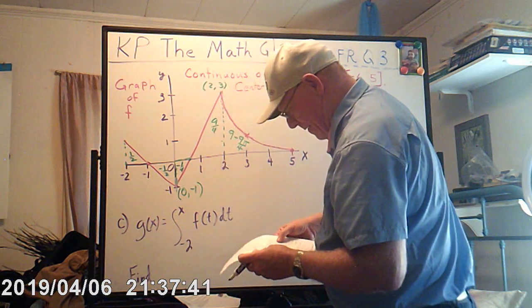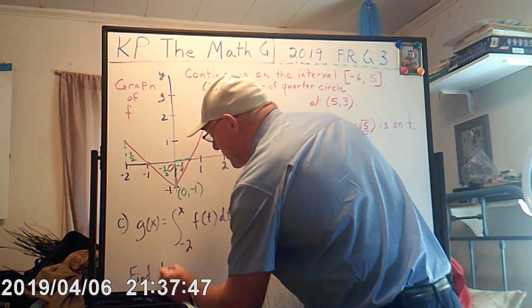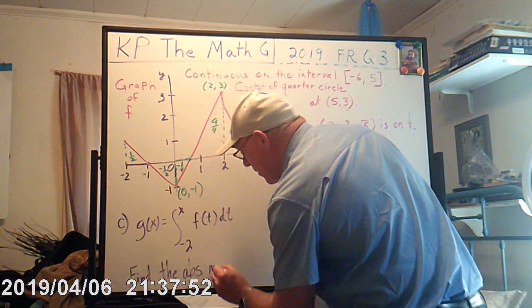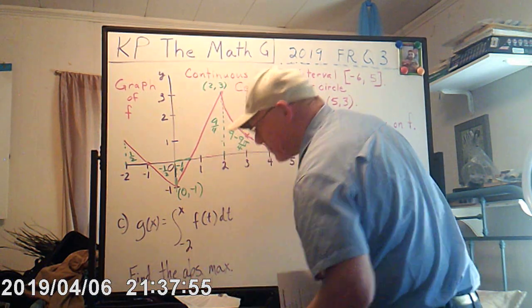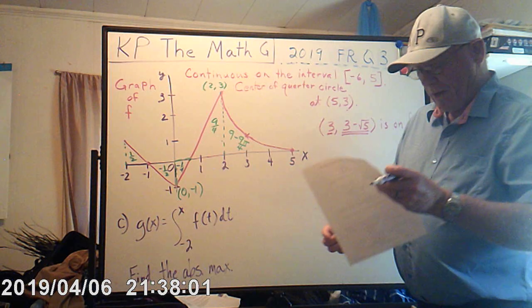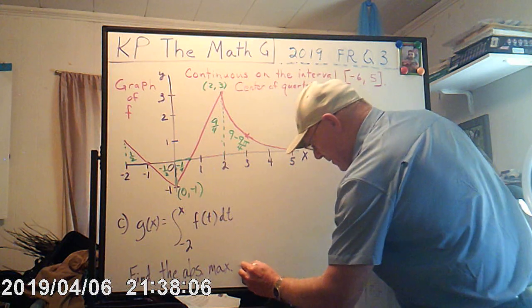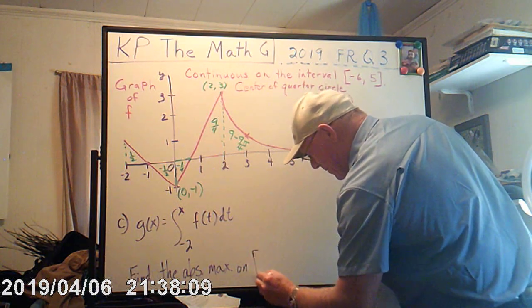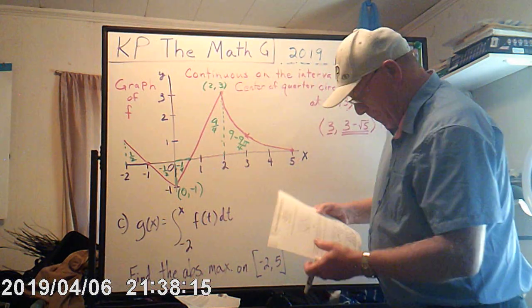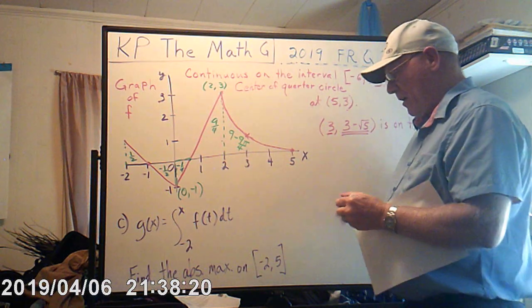What we want to find is the absolute maximum, and it's going to be on the closed interval from -2 to 5. I believe it is the closed interval.